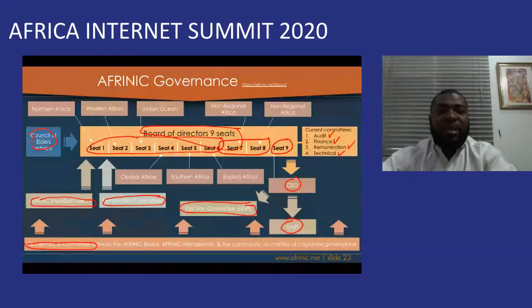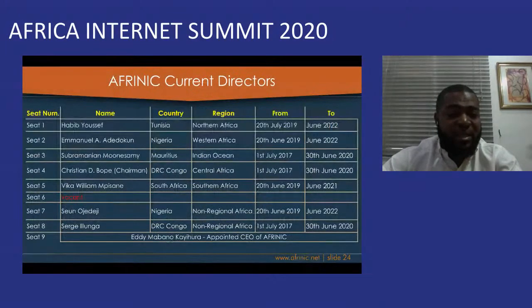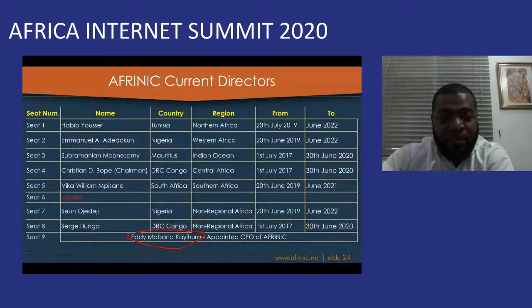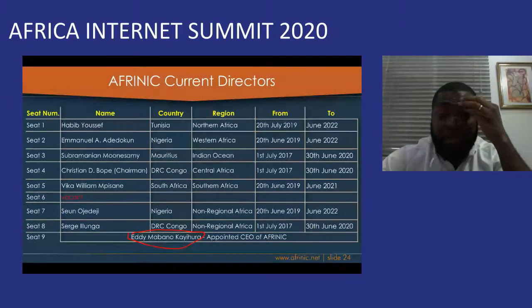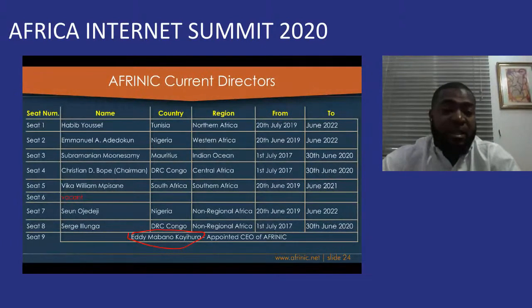Now let's go back to the AFRINIC current members. This information is available on our website, so you can also go there and check the seats and the names of the people. Right now we have the new CEO, Eddie. The other members are the board members, and we can see this information on the AFRINIC website. We are going to have elections for some seats during this meeting. So if you have applied or been selected to run, good luck.